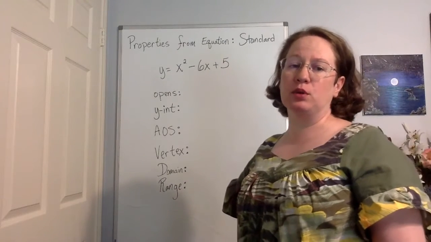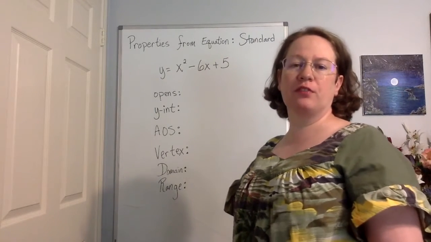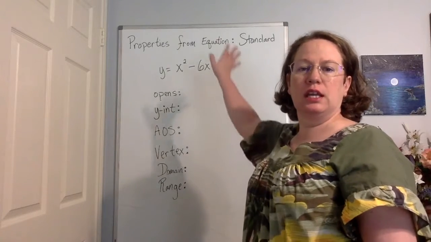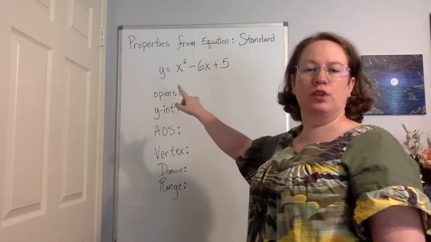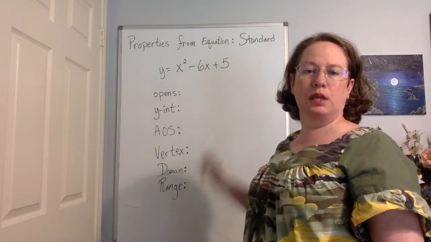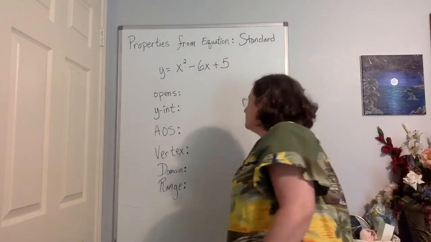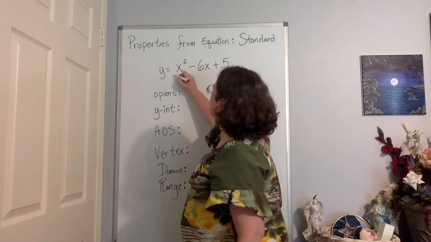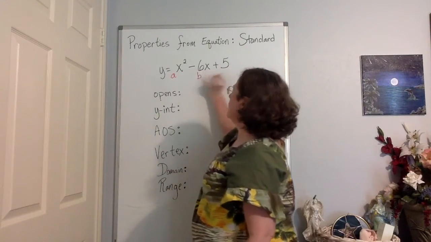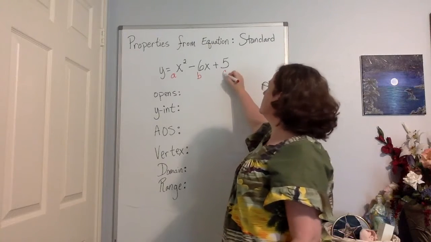Hello, this is Mrs. Boots, and now we're going to look at the properties that we can find from a quadratic function in standard form. So notice I have the ax squared plus bx plus c. Let's start by labeling our a, b, and c. Super easy. Now, a is first, b is second, c is third.